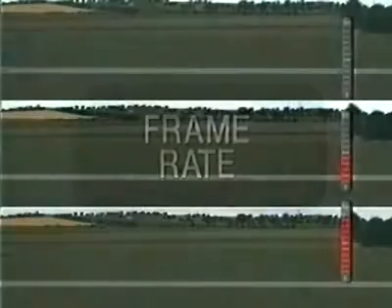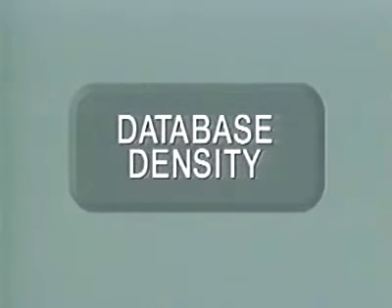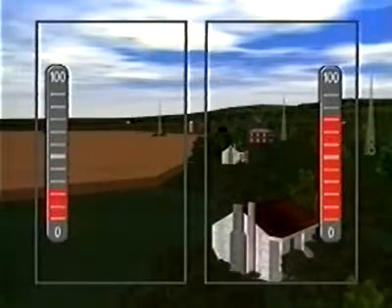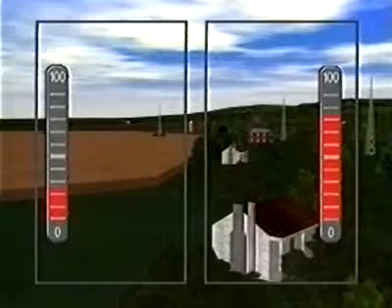Frame rate is how often the computer renders the scene. Increase the rate, and the demand for power rises proportionally. Compare these areas of the scene. The left side uses less computer power than the right.